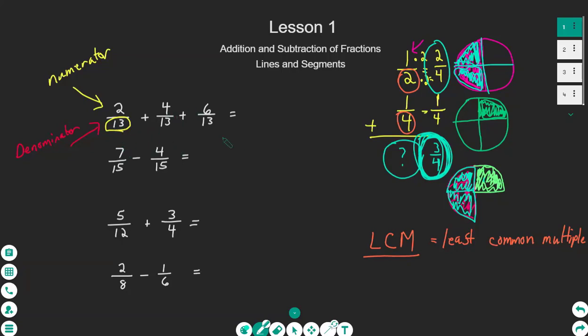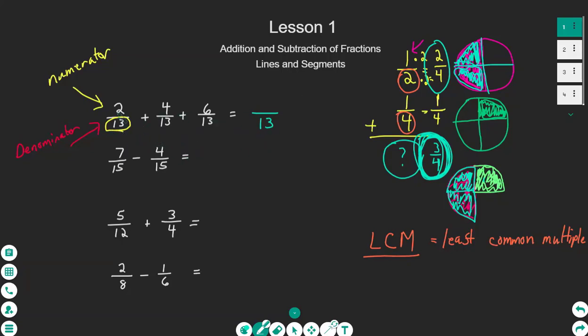All right, so this one's very simple. All the denominators are the same, which is great. That is the hardest part to doing these problems. So the denominators are all the same, which means the answer also has to be the same. They all have to have the same denominator.